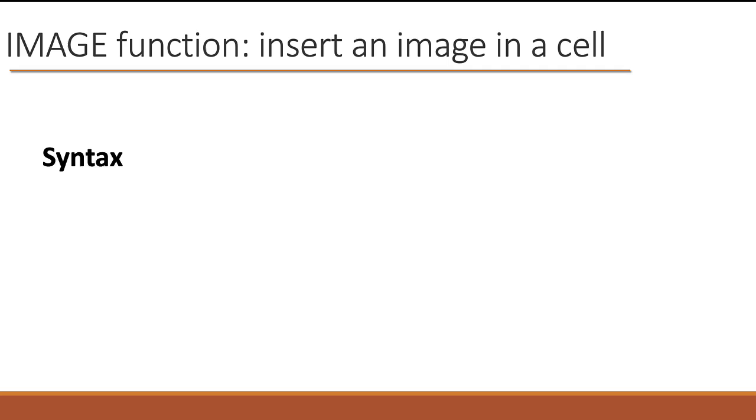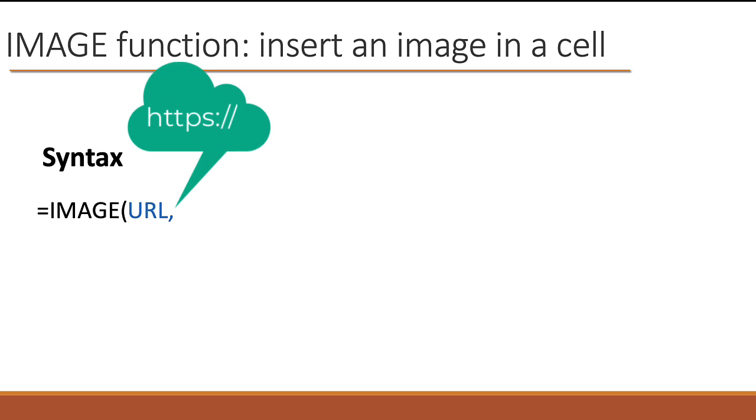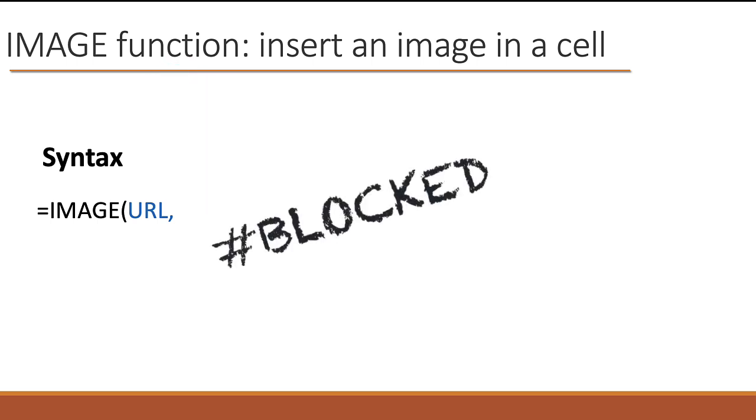So here's the syntax. Say equals IMAGE, open the parenthesis, and we have a bunch of arguments. But the function has only one required argument, and that is the URL. As of the current version, it can't be a local file on your computer. It must be a fully qualified web address starting with HTTPS. If you use regular HTTP without the S, the function will throw a #BLOCKED error.